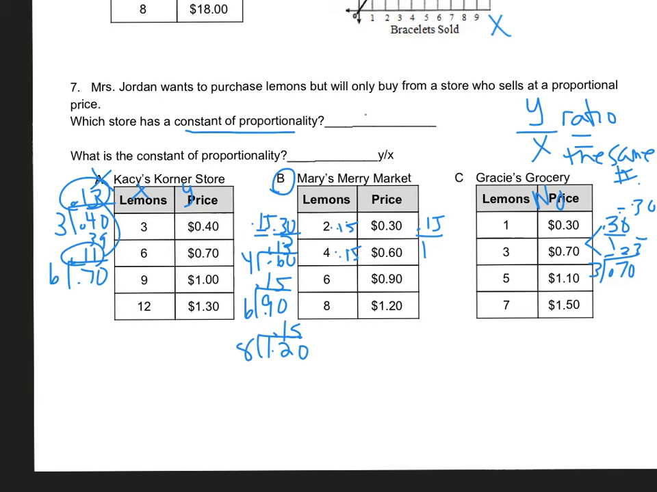So my constant of proportionality here is 15 cents per lemon, okay? That's my constant of proportionality. Oh, I should have written that here. Which store is actually giving me that? Well, Mary's Market. So that's the store that Miss Jordan will go to.